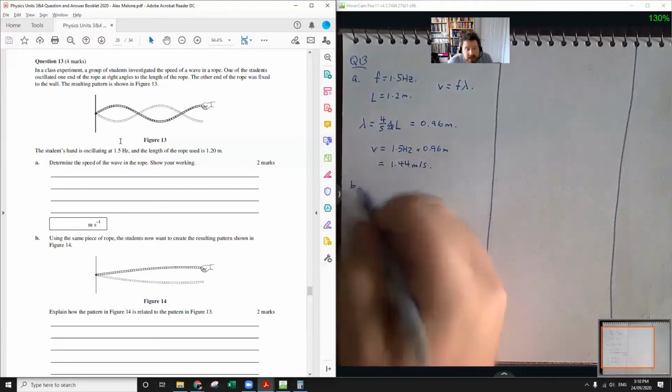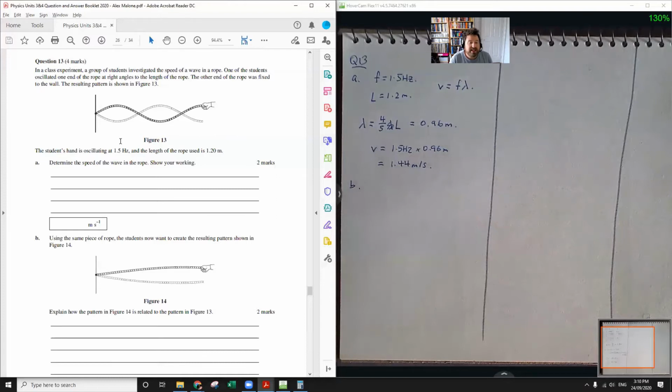In question 2, they ask us to consider the same piece of rope. We're doing the same thing with it, but we're just going to oscillate it at a different frequency, and we're going to get a different pattern here. And this looks like, instead of having the 5/4 pattern, we've now got the 1/4 pattern. Okay, so we've got something that has a wavelength which is 5 times longer.